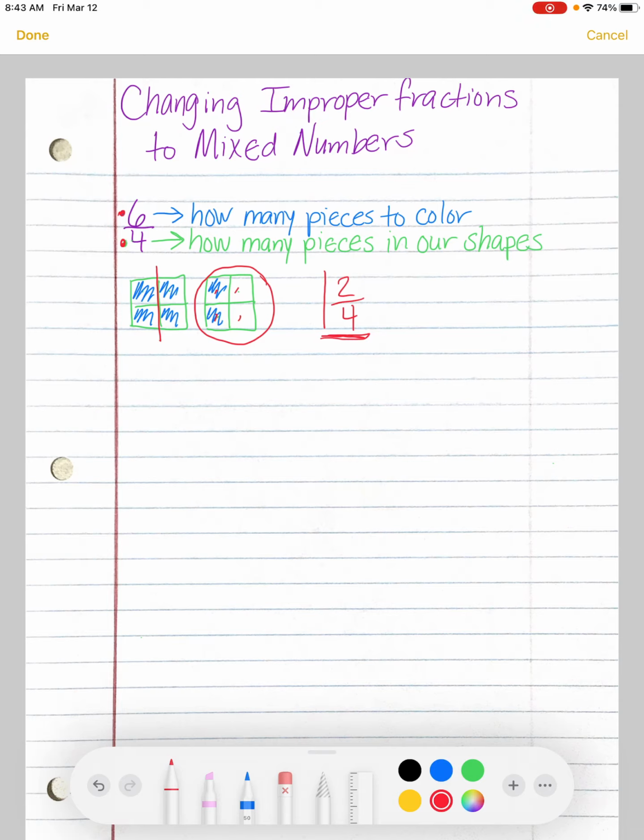This time, we're going to have 13/8. Again, that's an improper fraction because our top number is larger than our bottom number. Our numerator is bigger than our denominator. Okay? So, we're going to cut our shape into 8 pieces. That's how many pieces we're going to cut our shape into when we draw it. We are going to color 13.